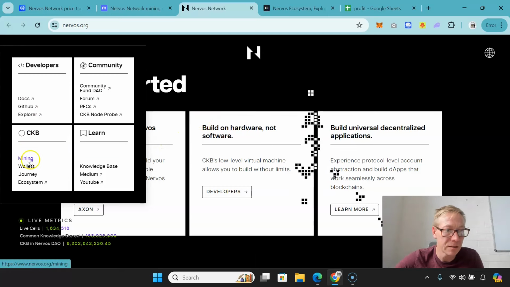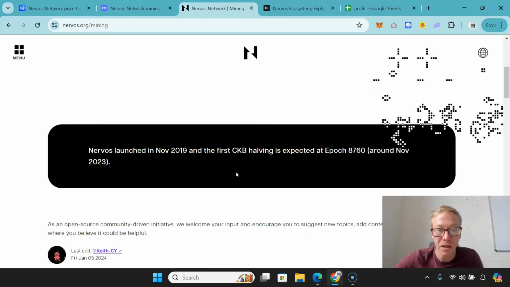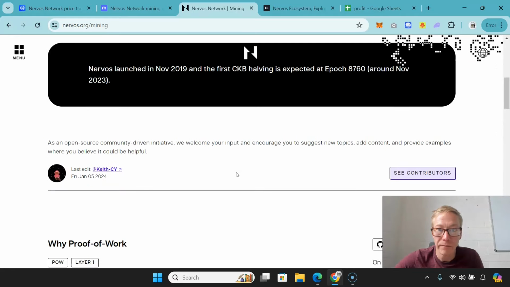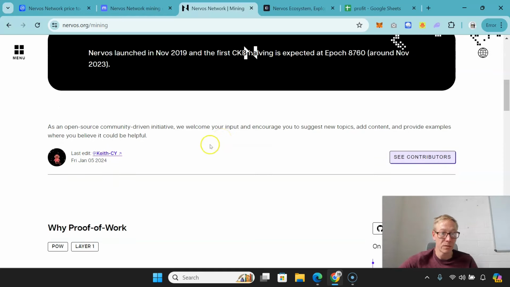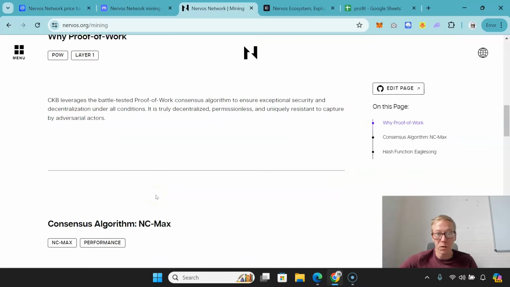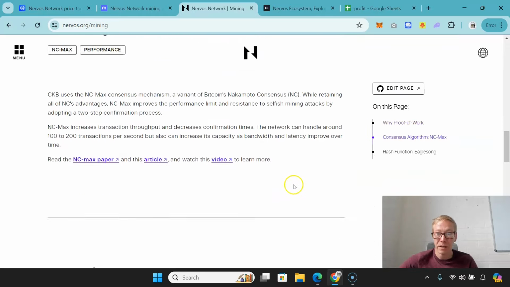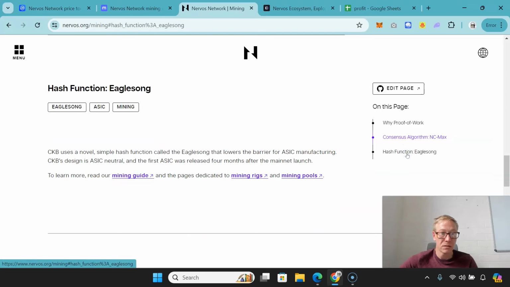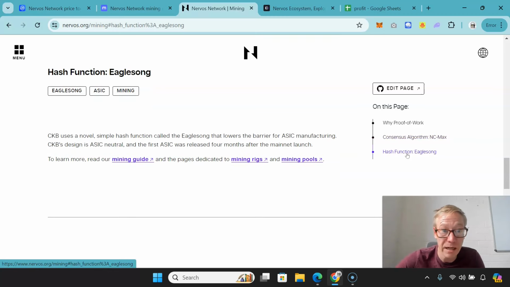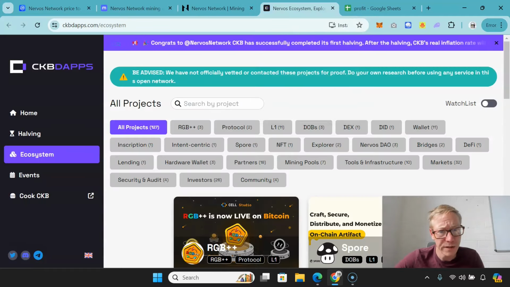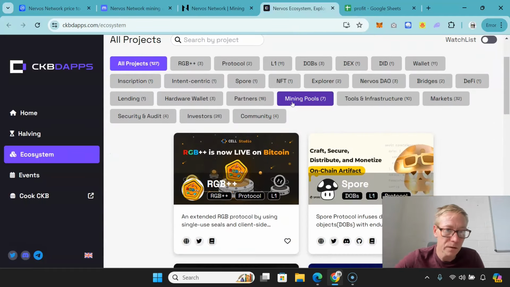As I said, Nervos can be mined. They launched in 2017, and the first halving occurred around November of 2023. They explain why they use proof of work and the consensus algorithm. The hash function is actually their own, Eaglesong, which lowers the barrier for ASIC manufacturing. So their design is ASIC neutral, and the first ASIC was released 4 months after the mainnet. So not necessarily a huge fan of that. You don't necessarily want tons of ASICs ruling all.